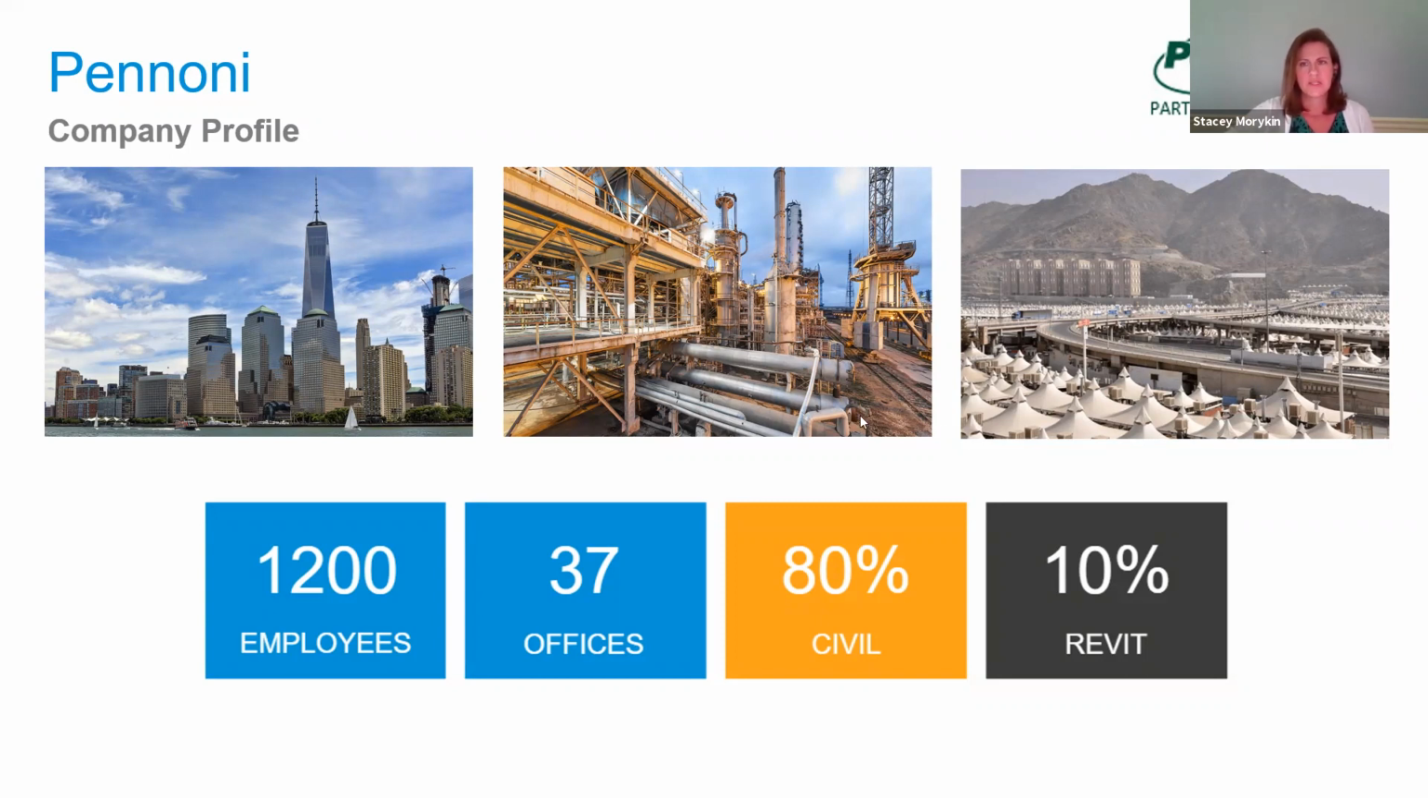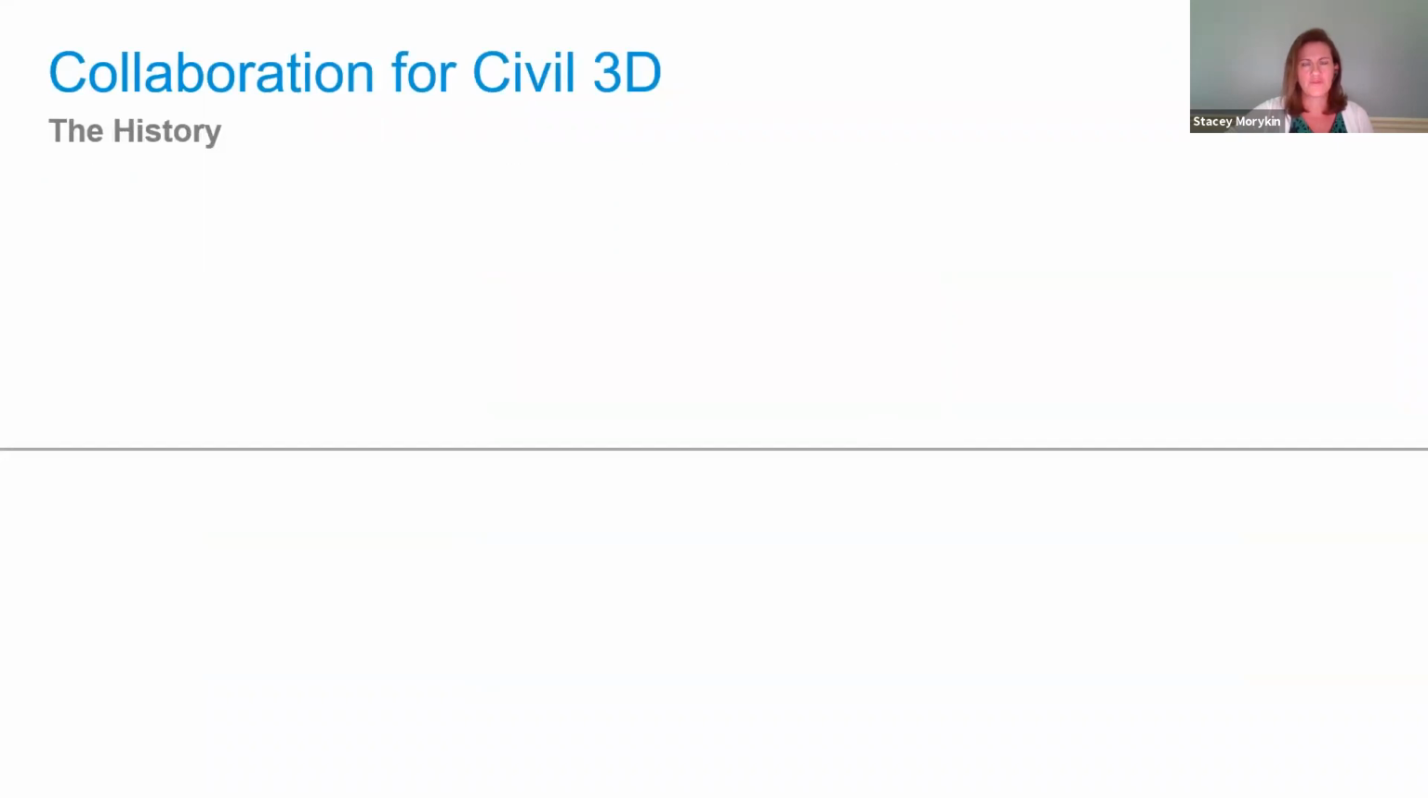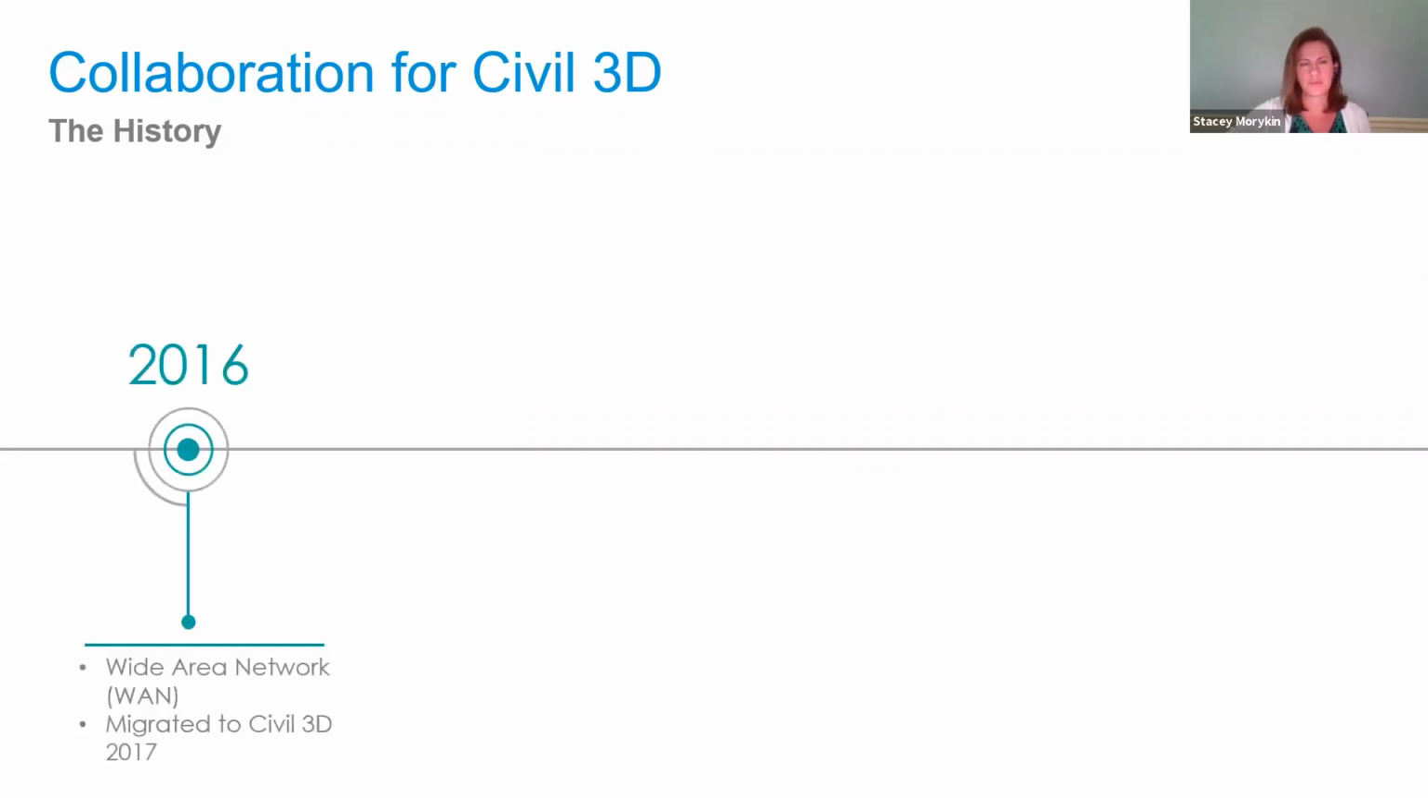So to give you a brief overview of Pannoni and why we chose to go with collaboration for Civil 3D, I'm going to step a few years back. Back in 2016, I'm sure like most of you, we were running a WAN environment, a wide area network. We had multiple servers. Sharing of project information was challenging at best. And we also migrated to Civil 3D 2017 at that point in time.